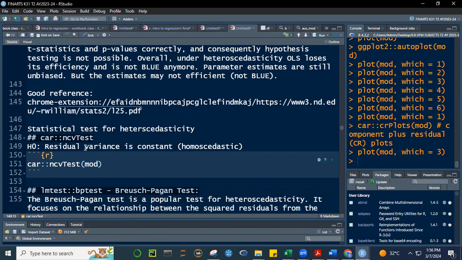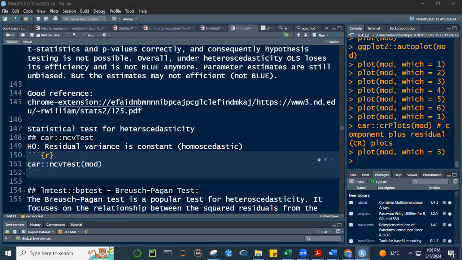Okay, what's the result, class? Based on our statistical test, is our residual variance homoscedastic or otherwise? Answer, please, class. Type 1 if it's homoscedastic, type 2 if it's heteroscedastic. So type your answer, class.